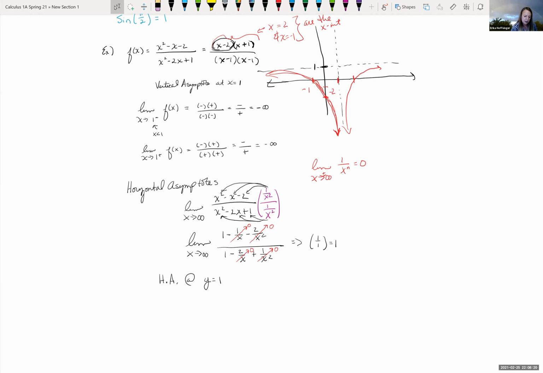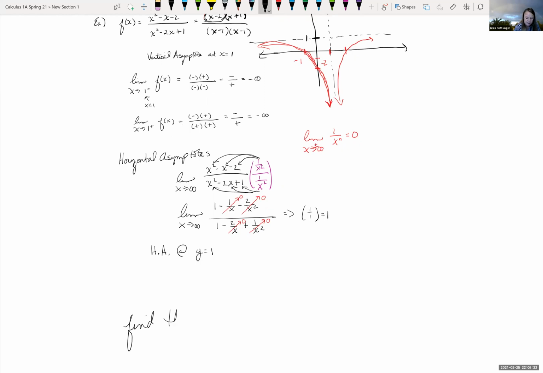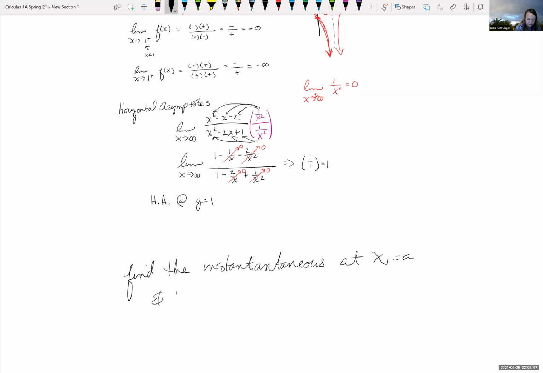What else? You should be able to find that first section that we looked at when we first covered material. You should be able to find the instantaneous rate of change at a particular value and the equation of the tangent line at that value. I'm thinking that we pretty much hit everything. Any questions?